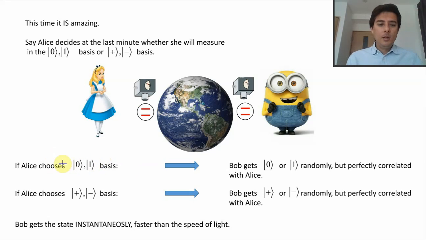If Alice chooses the 0, 1 basis, Bob will get 0, 1 states randomly. It's going to be random, but they're going to be perfectly correlated with Alice, so Alice and Bob will get the same values all the time. But if Alice chooses the plus-minus basis, then Bob will also get plus and minus states, again randomly.